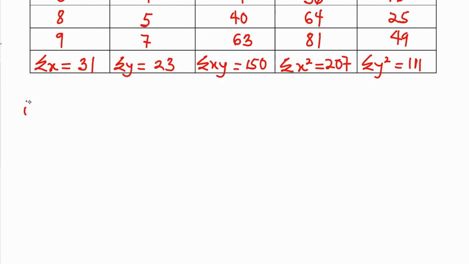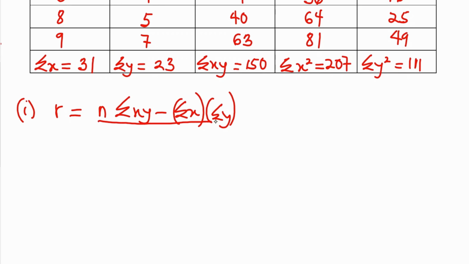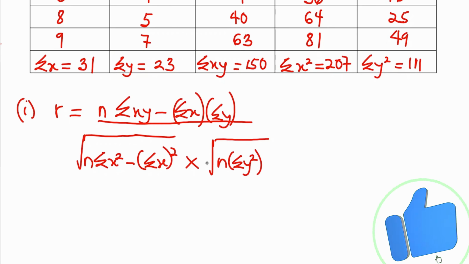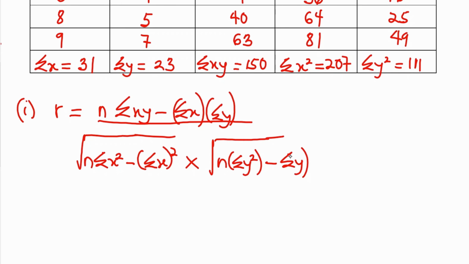Now the formula said that R is equal to n of sigma xy minus sigma x multiplied by sigma y, all divided by the square root of n multiplied by sigma x squared minus sigma x all squared, and then it's being multiplied by the square root of n times sigma y squared, we can put that in bracket, it changes nothing, minus sigma y all squared. So once we have the formula such, we just do the necessary substitution.